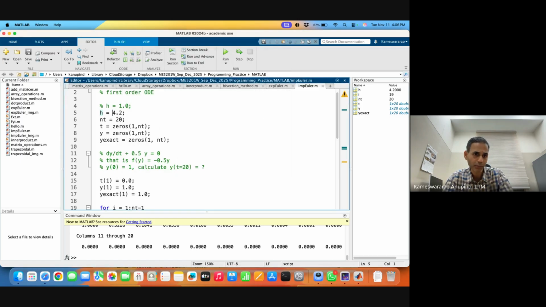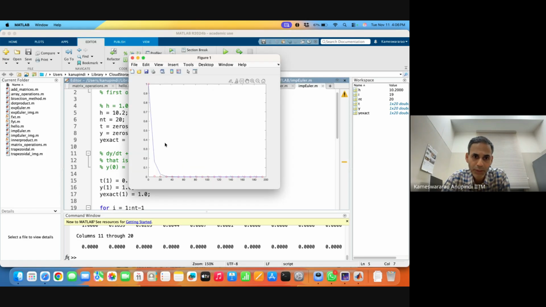I can even put, instead of 4.2, maybe 10 or something, and see. Now you see it has not followed the exact solution properly. There is a lot more difference, right? It should have decayed, but it is not decaying so much here.